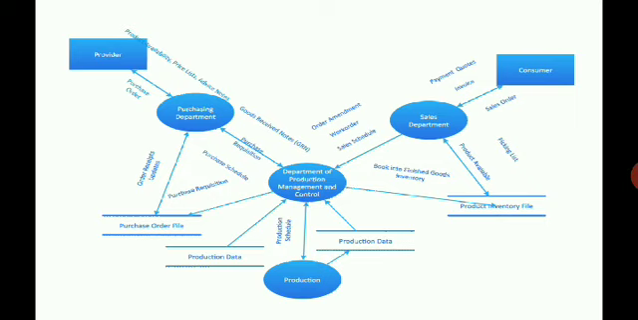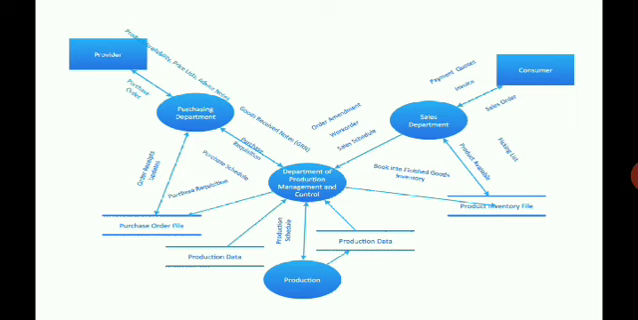1, 2, 3, 4. So there's a purchase order file. Okay, that's a database. There's a production data. Then again there's a second one also, production data. There are two kinds of production data it has. And then there's a product inventory file.